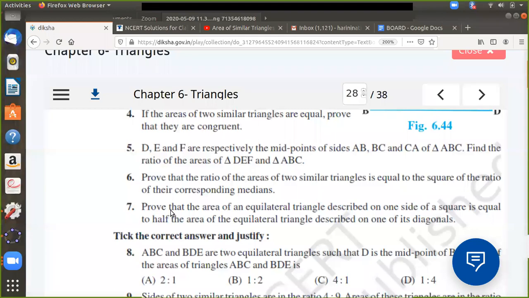So take down. Prove that the area of an equilateral triangle described on one side of a square is equal to half the area of the equilateral triangle described on one of its diagonals. So there are two equilateral triangles which are to be drawn. Now try to understand. Both are equilateral triangles, and where are these equilateral triangles drawn? Described and drawn. So first you have to draw a square. On one of the four sides you draw an equilateral triangle, and on one of its diagonals draw another equilateral triangle.